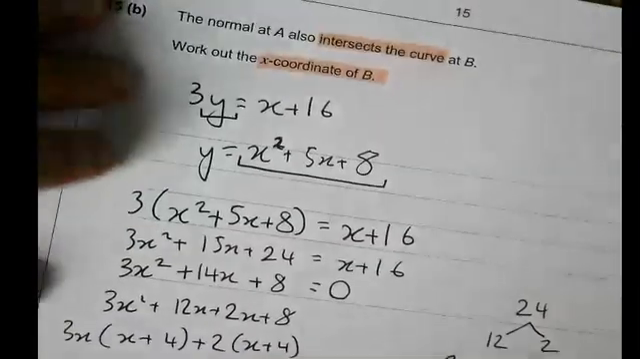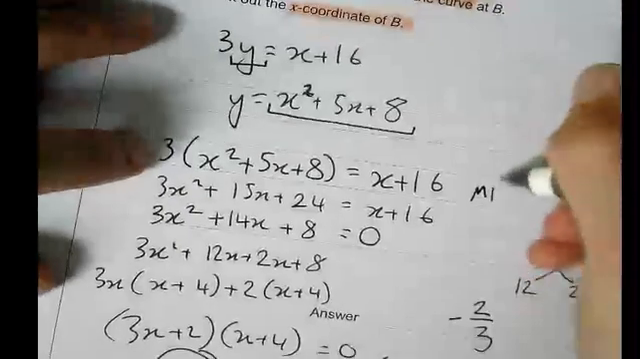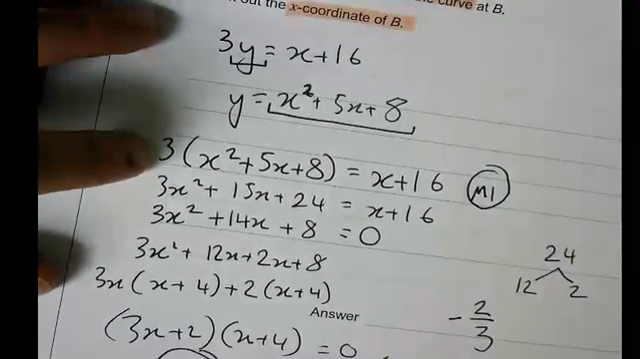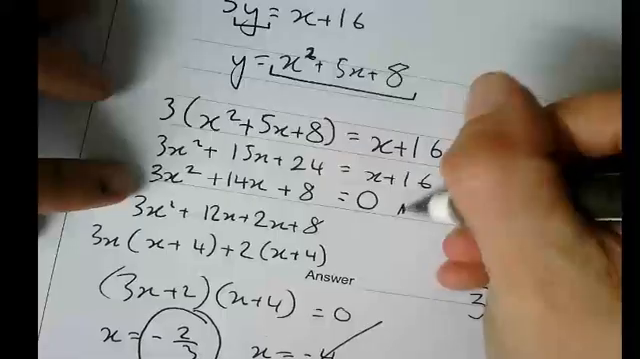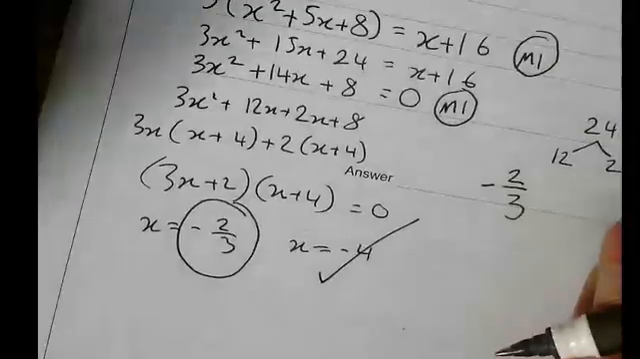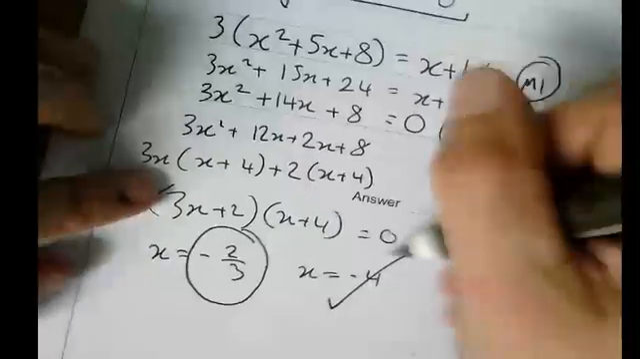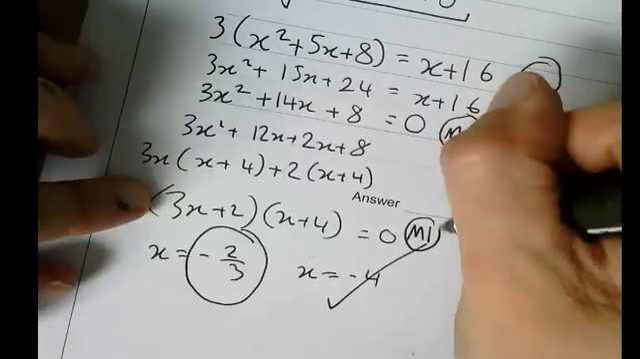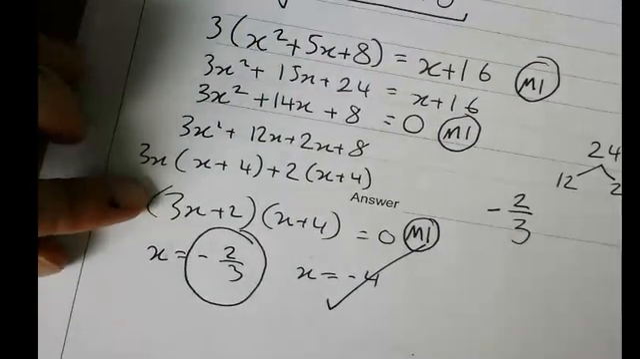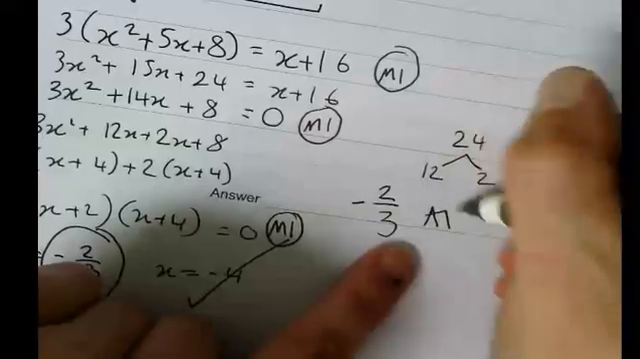You would get 1 mark for this line. You would get 1 mark for getting it equal to 0. 1 mark for factorising. You might have used the formula, but factorising is probably easier without a calculator. And then 4 marks for negative 2/3 as your final answer.